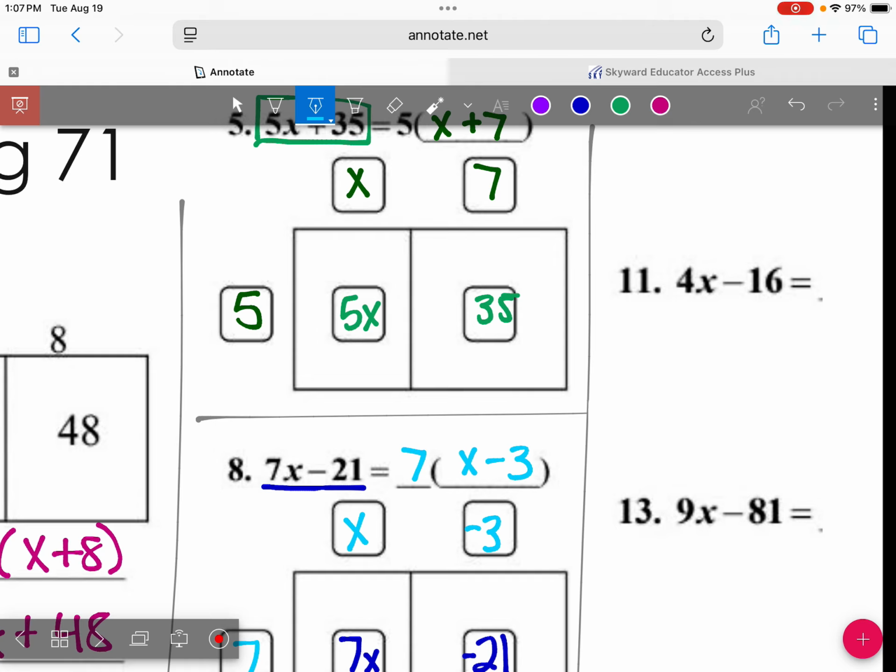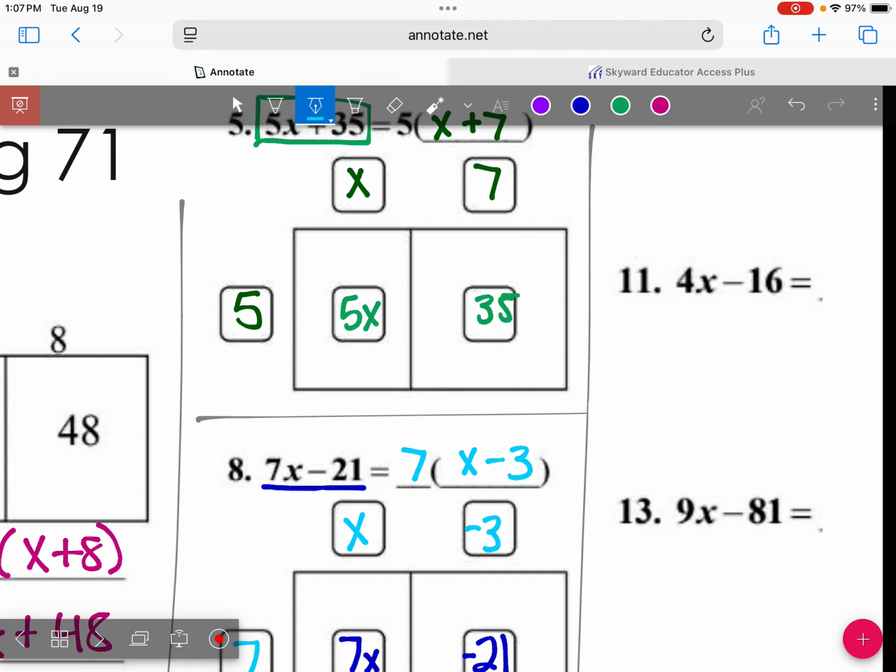So if I take a 4 out, what is left if I take 4 out of 4x? Just an x. And what is left if I divide 4 out of 16? Minus 4. So the minus sign stays the same. 16 divided by 4 is going to leave us with a 4. So we can factor it just like that.